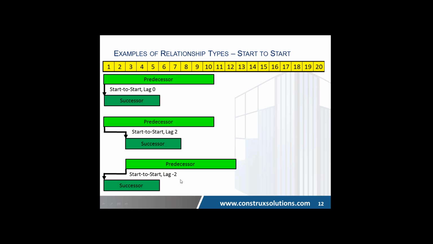Now this lag of negative 2, my successor can start 2 days before my predecessor. That to me is incorrect. It's not set up correctly. This should be the predecessor with a lag of positive 2, because ultimately it is. It's happening before. So I think when people do these types of logic ties, that's not too strong.